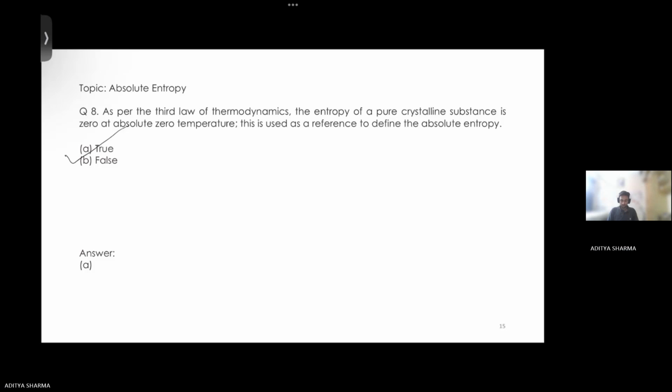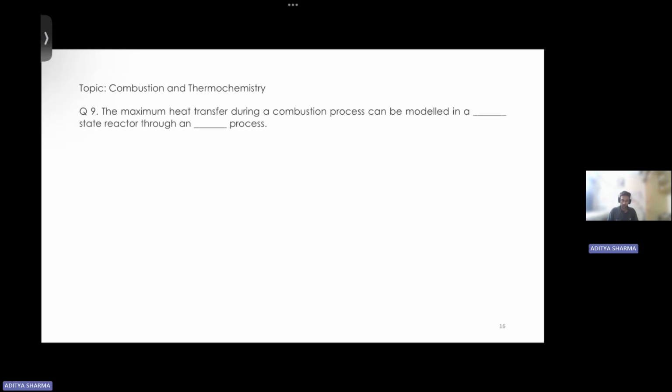All right. So moving on to the next question. This is question number 9. We have four options, so we can try to answer this.